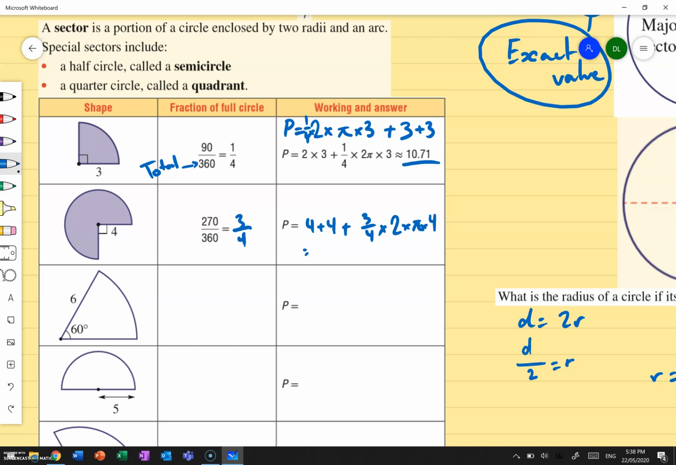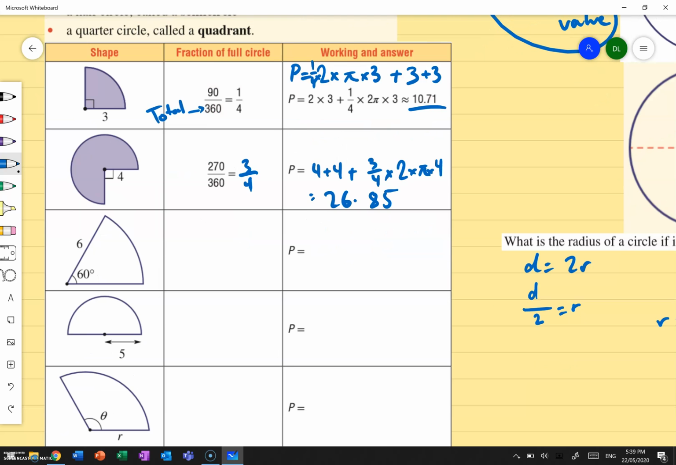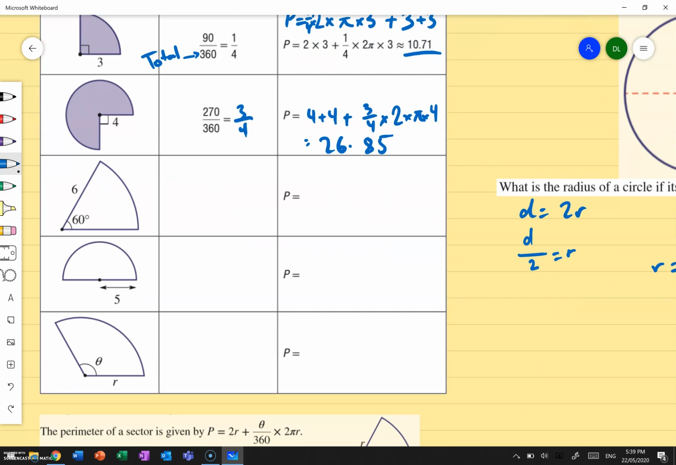So 8 plus 3/4, 1 moment, 3/4 times by 2 times by pi, and then times 4. And that gives us 26.85. Hopefully that's making a bit of sense. I'll do one more, and then we'll go ahead. I'm going to go ahead and try and get you to do this one by yourself, okay?